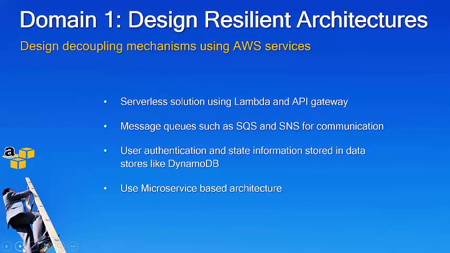The second objective here is to design decoupling mechanisms using AWS services. As application complexity increases, a desirable attribute of an IT system is that it can be broken into smaller, loosely coupled components. To decouple your application, focus on services like SQS and SNS. You can employ decoupling using multiple approaches.